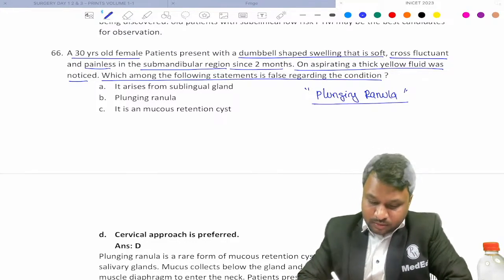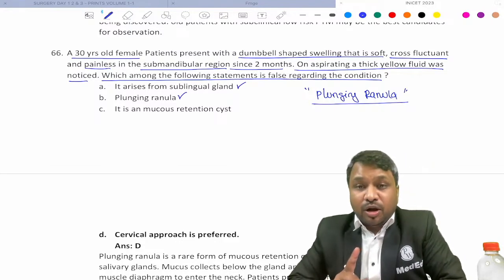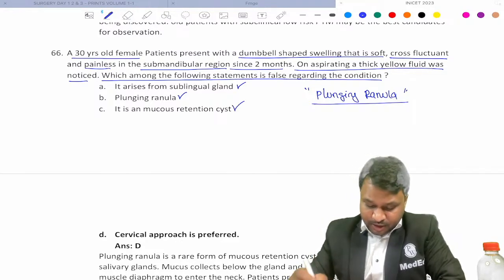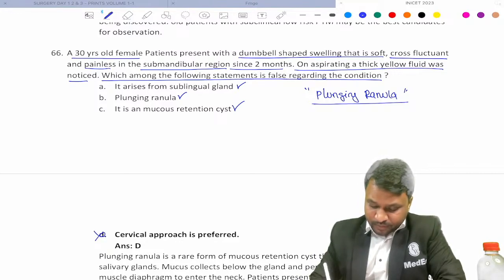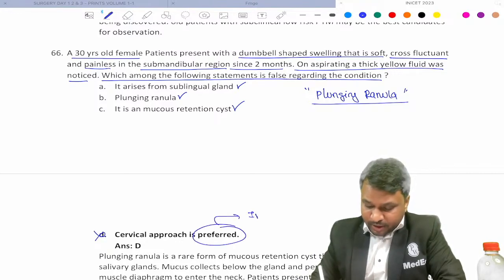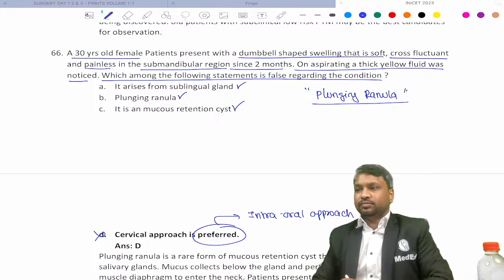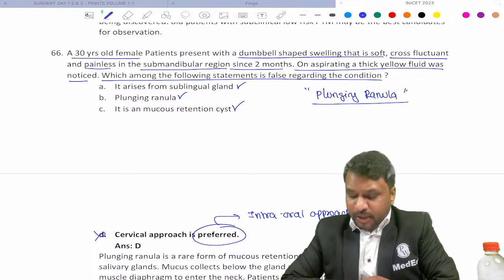Right, now, this arises from the sublingual glands, is correct. It is a plunging ranula. It is a mucus retention. See, remember when you talk about plunging, it is retention. In a regular ranula, it is an extravasation cyst. Cervical approach is not preferred. Intraoral approach is preferred. The preferred one for this is going to be the intraoral approach.